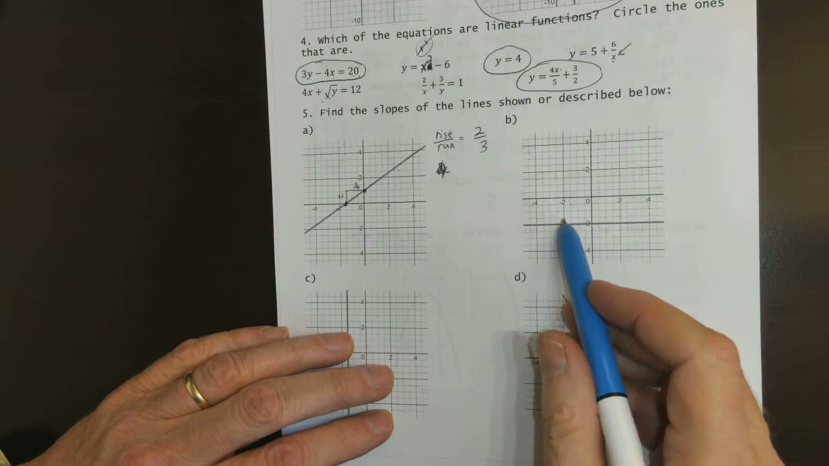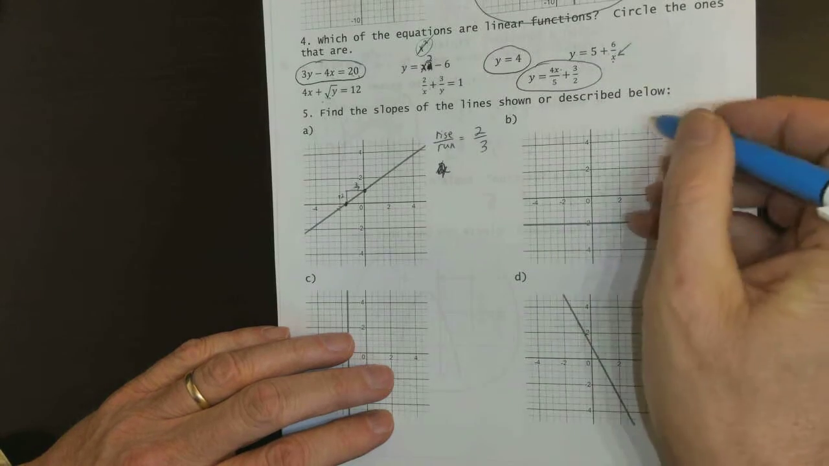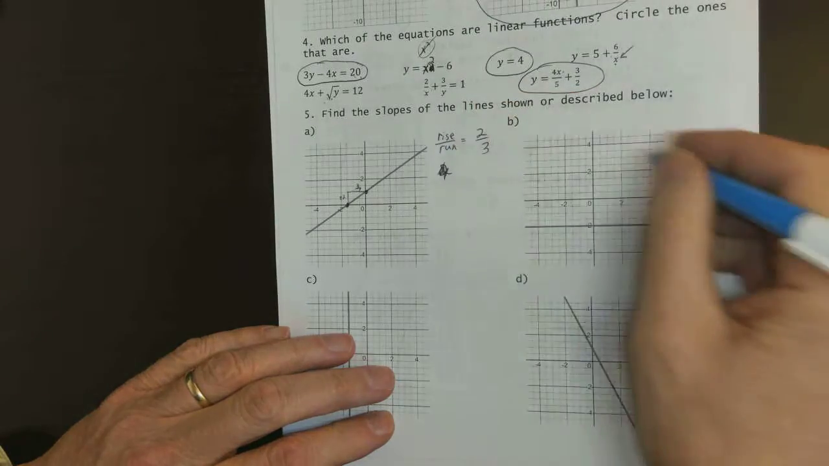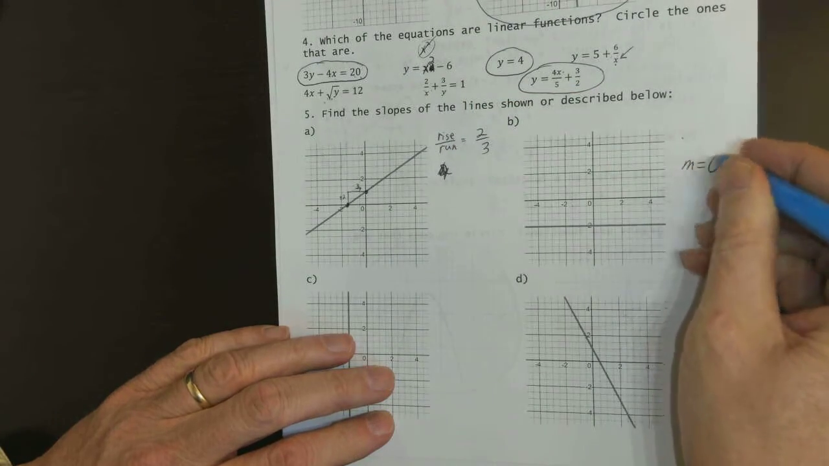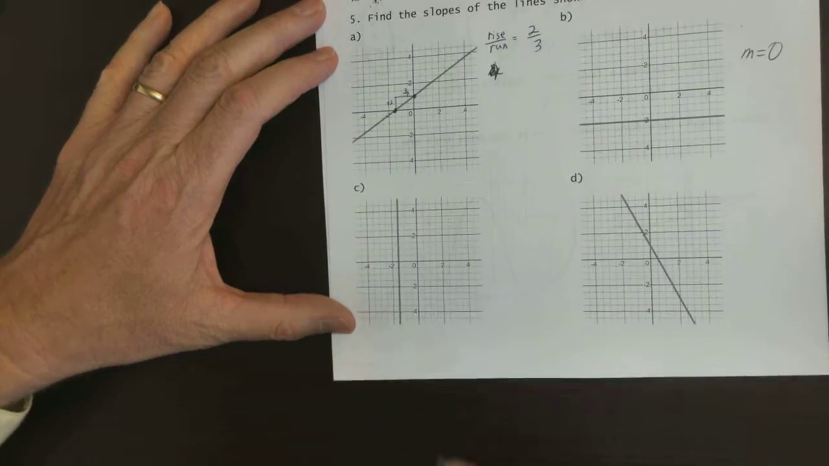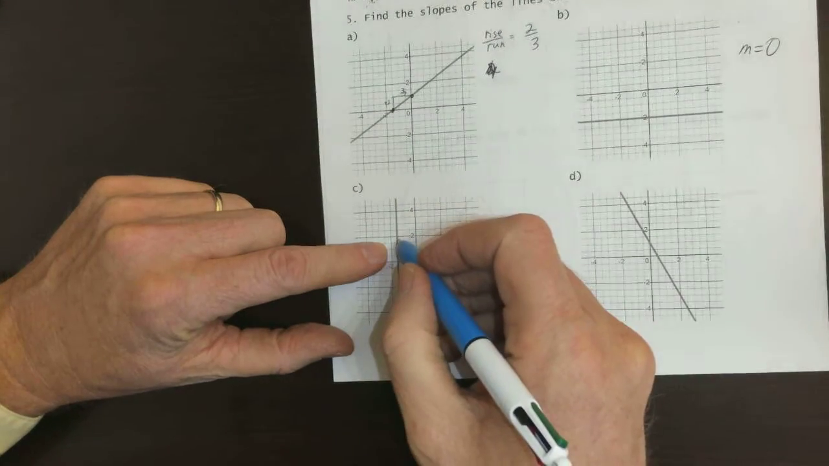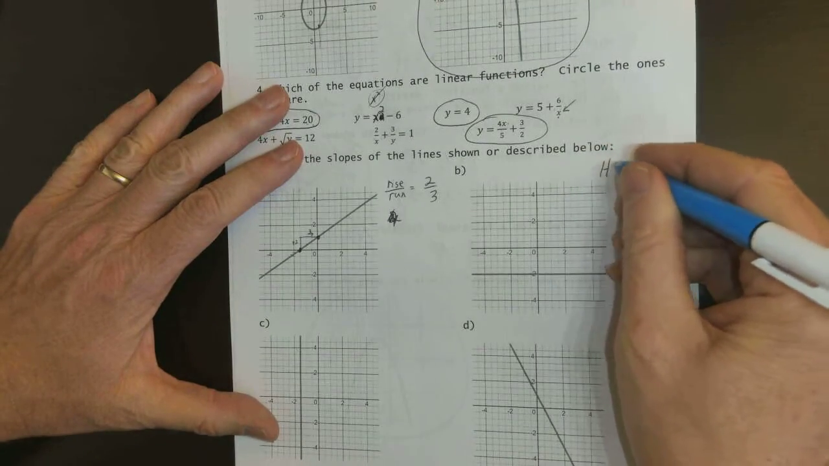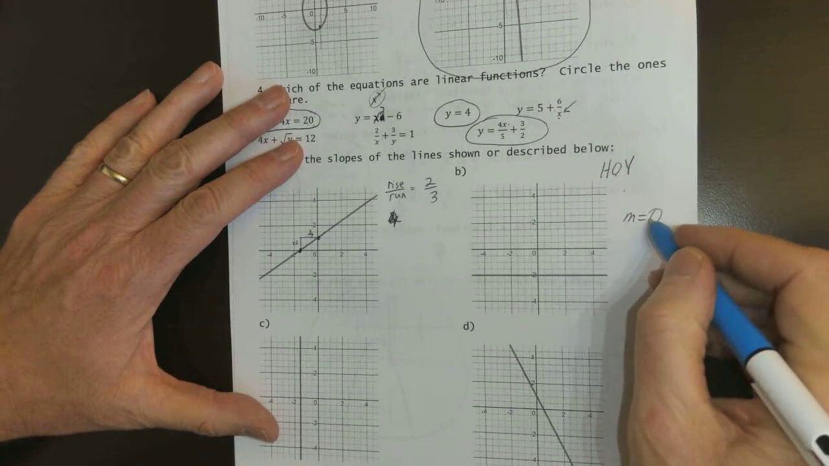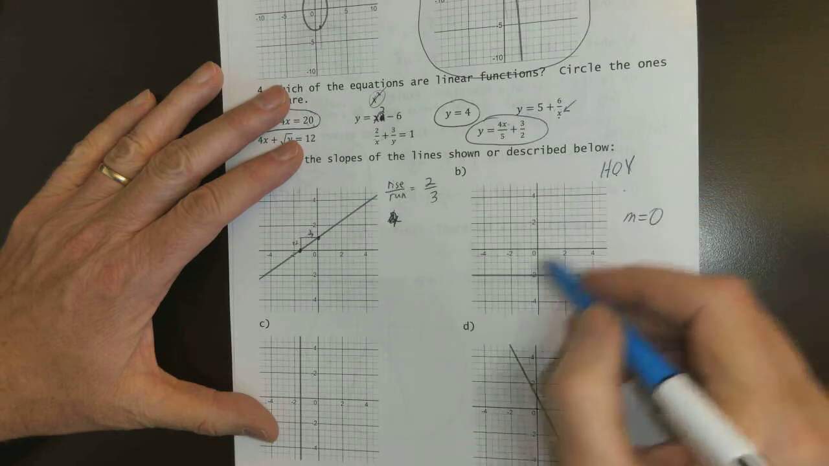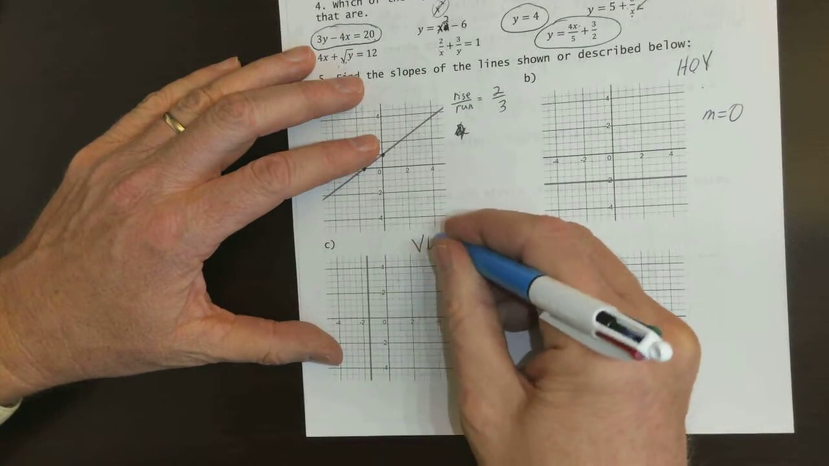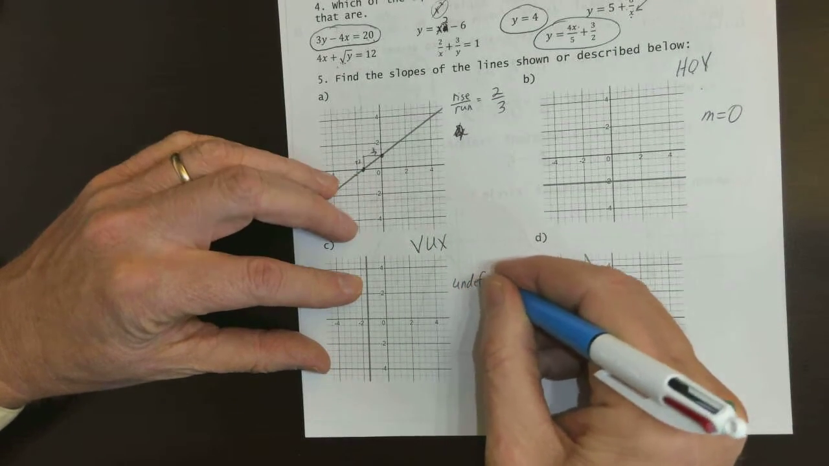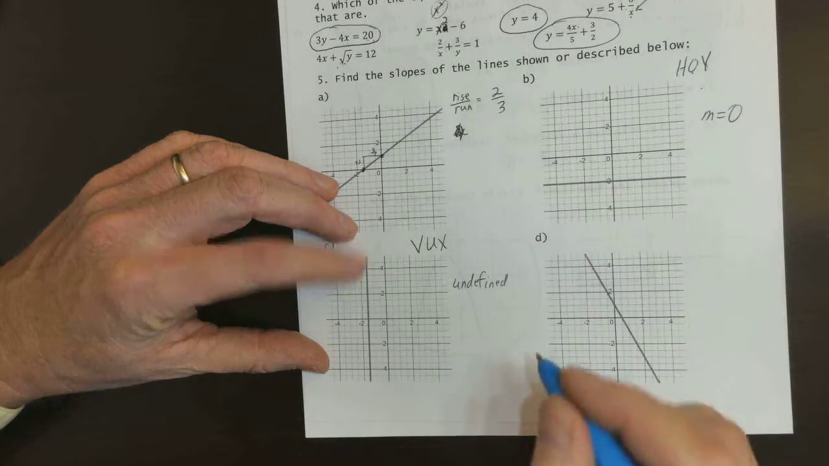A horizontal line does not rise at all, but it has all sorts of run. The slope of this one, I'll put m equals 0. Vertical line, okay, do you remember, this is a Hoy problem. 0 is the slope for a horizontal line. This is a Vux problem. Vertical has undefined slope. You cannot divide by 0 if you were trying that.